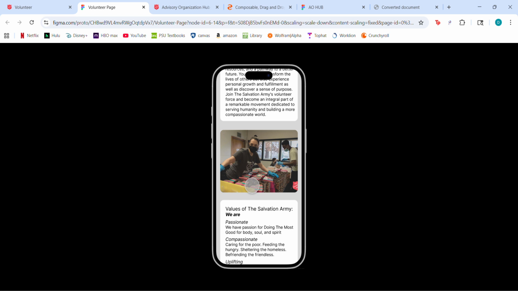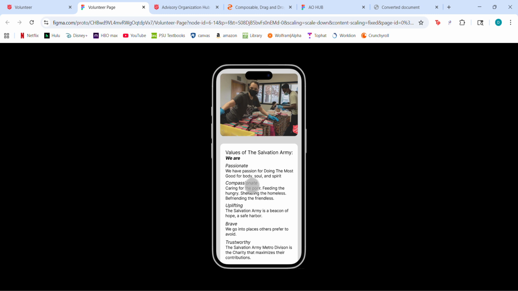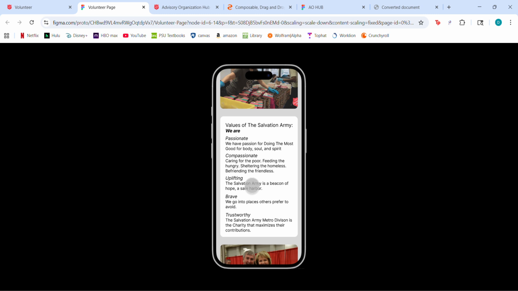I followed up with another picture of people volunteering, this time during COVID times, to show that even when there are hard times, the Salvation Army still pulls through and tries to help the most people it can. We then follow it up by placing the values of the Salvation Army, so the volunteers could see what the Salvation Army stands for and how they go about it.